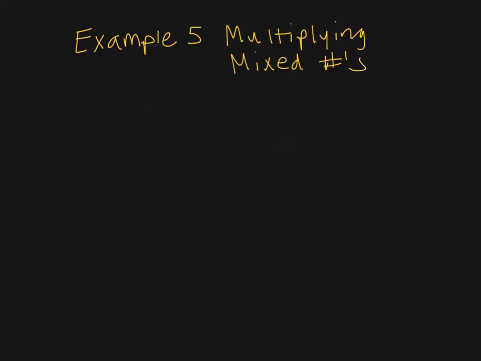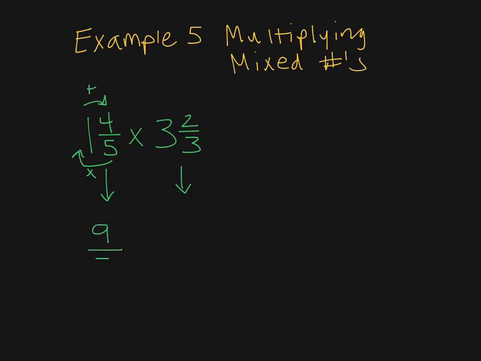All right, example 5 is just multiplying mixed numbers. So it's really the same concept, only now you have two numbers that you have to make into improper fractions. So it would look something like this. So all I would do if I had 1 4/5 times 3 2/3, I'm just going to make these into improper fractions by saying 5 times 1 is 5 plus 4. So I've got 9. I leave the same denominator.